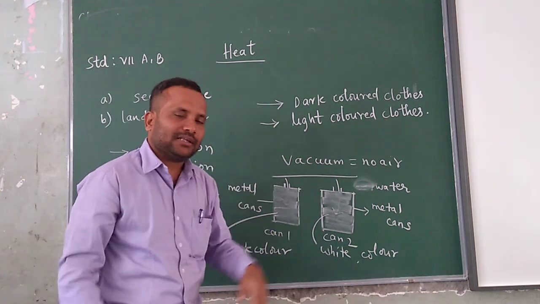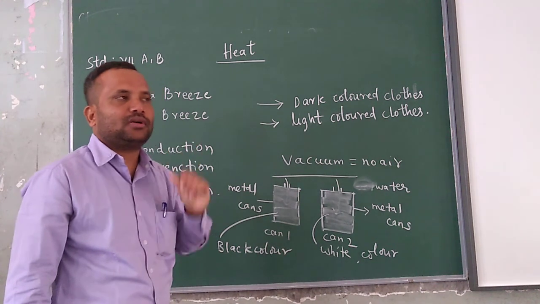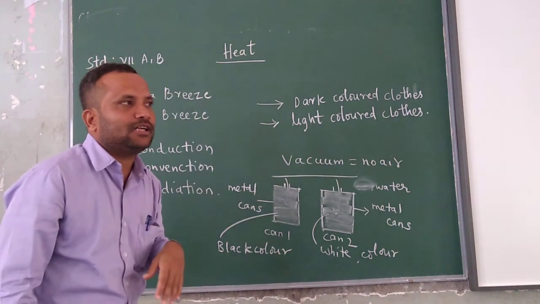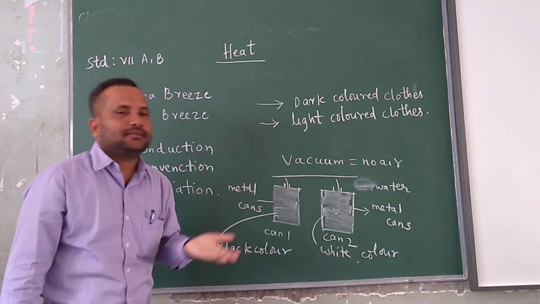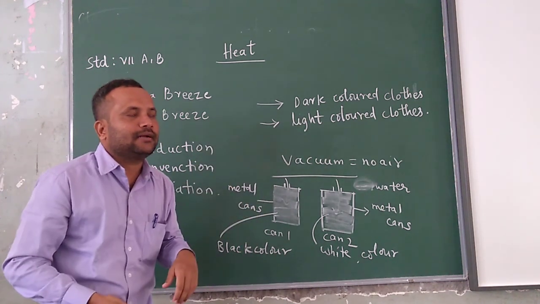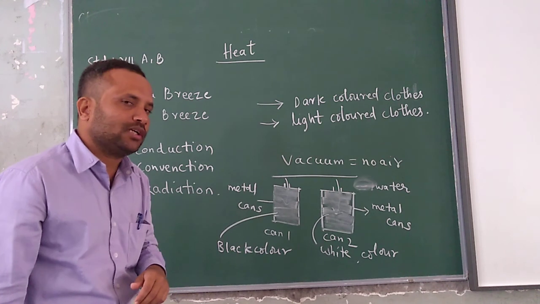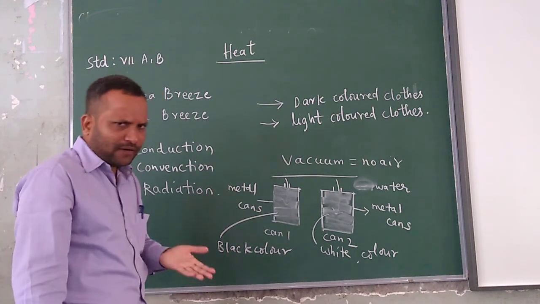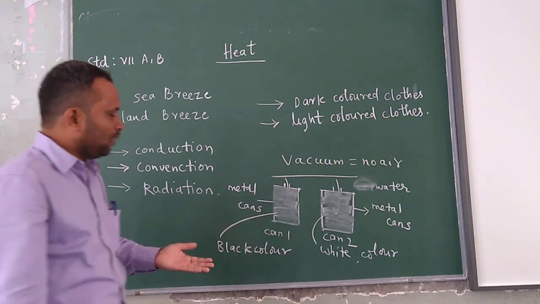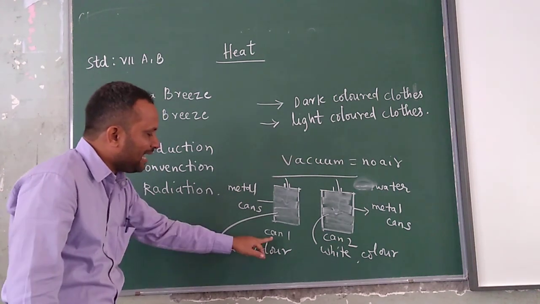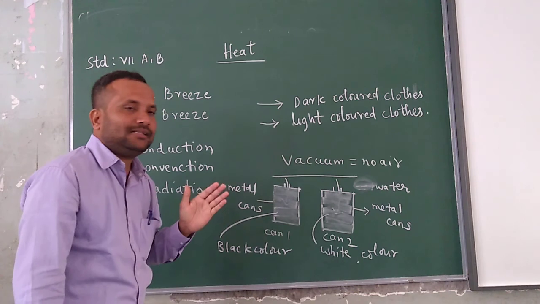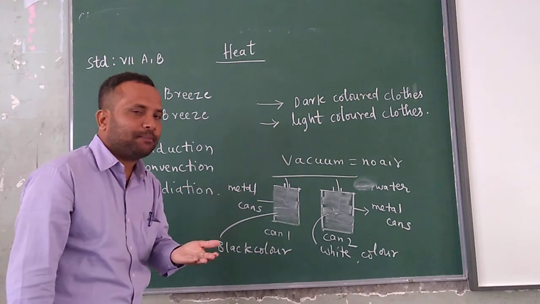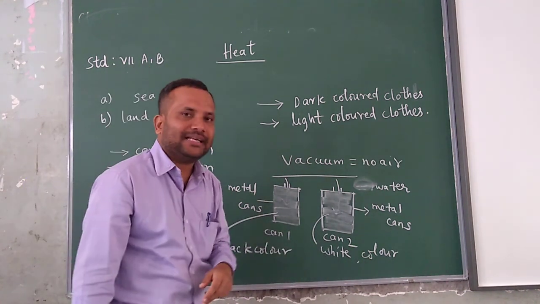Equal amount of water I will add. And I will keep them in the sunlight for 2 hours. After 2 hours I will take them out and measure the temperature of the water in both the cans. I find that the temperature of the water in the black color painted can is more compared to the white color painted can.